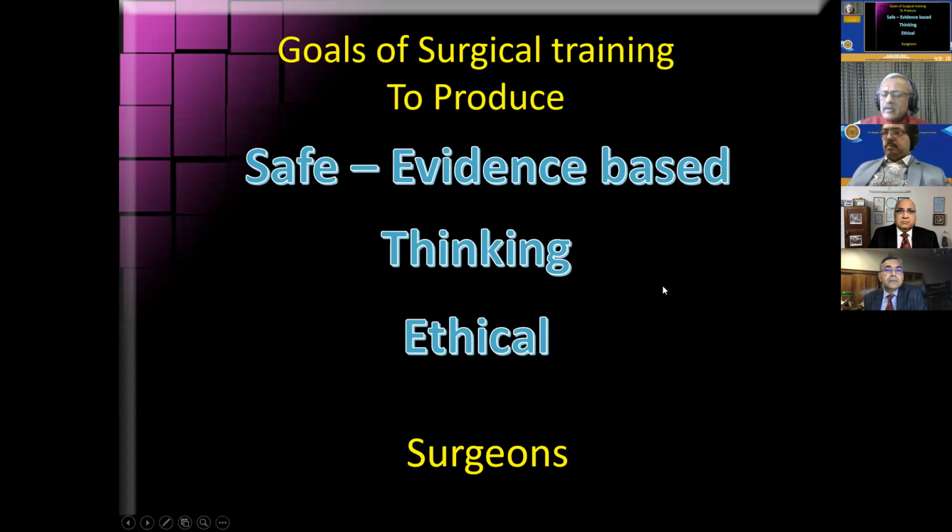Now, what are we looking at when we look at a surgeon? Goals of training, which any society would like, is to have a safe surgeon who practices evidence-based surgery. He should be a thinking surgeon, not doing things mechanically, but has the capacity of what is called the HOTS, the higher order thinking skills, who would work his way through difficulties that he faces in his everyday life. And of course, he must be ethical.